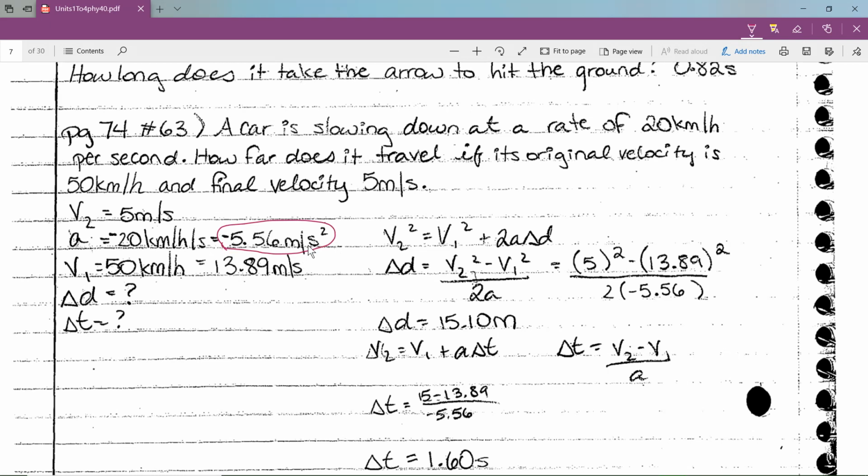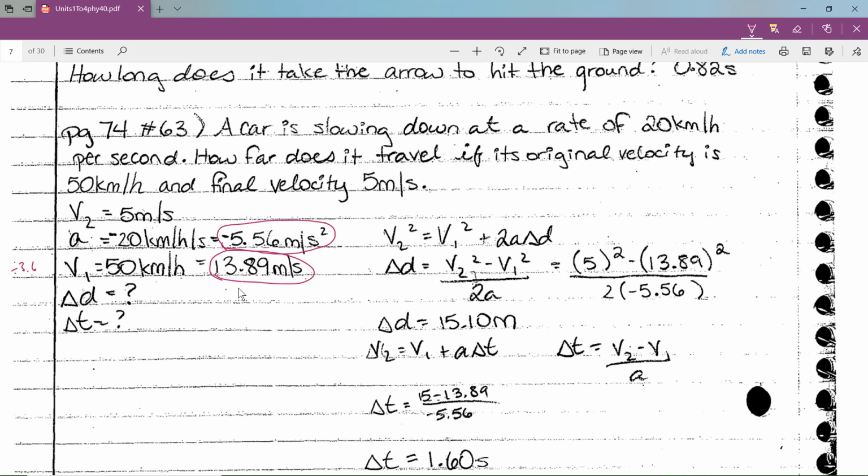How far does it travel? Its original velocity is 50 kilometers per hour, so I'm going to convert that to meters per second by dividing by 3.6, right? Remember, you divide by 3.6. And the final velocity is 5 meters per second. Okay, so this question here is not using gravity. Don't always think that we're talking about acceleration due to gravity. Here, because of the normal force, if we're assuming we're on a straight level surface, we don't care about gravity. It's canceled out by the normal force, the gravitational force.